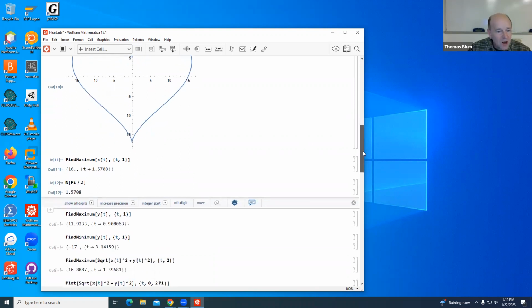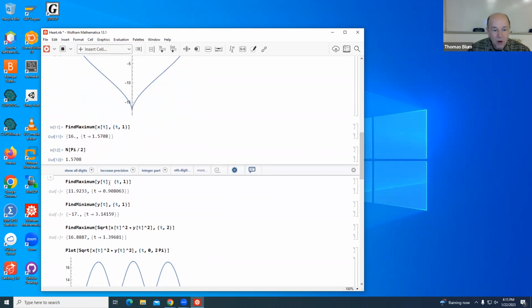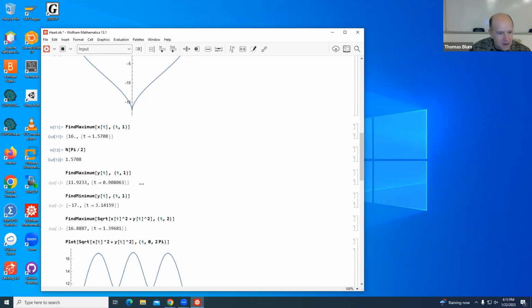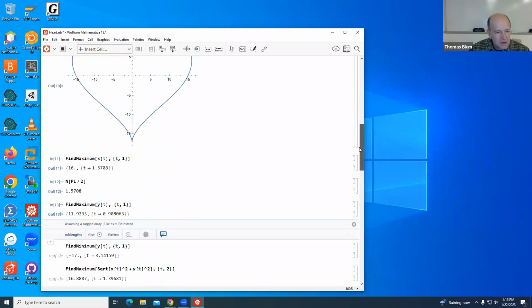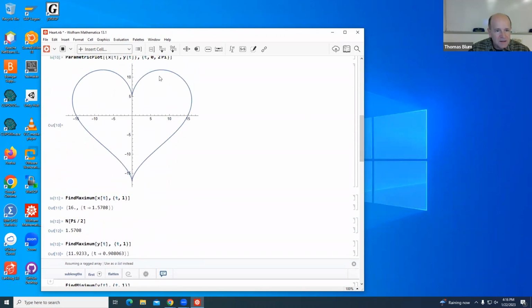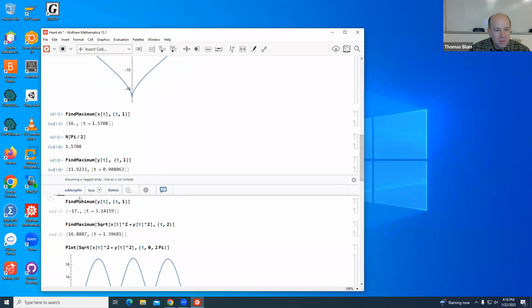Okay. I found the maximum y again at around 1, and that's coming up to be around 12 at a t close to 0.9. So that's probably up here. This is probably the 12, the high y. The minimum is down here, and that's 17.